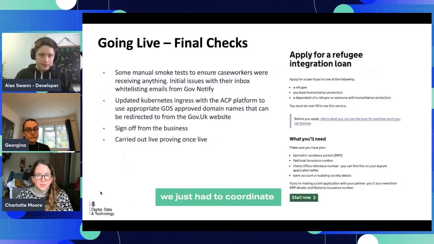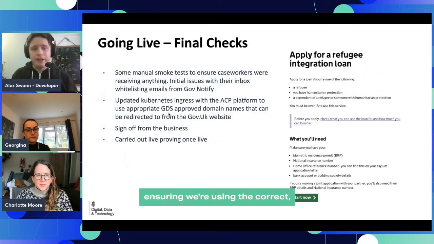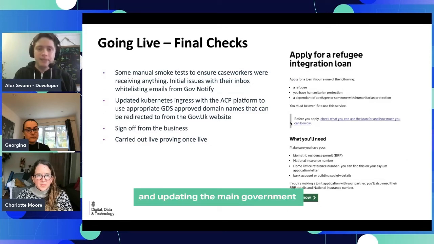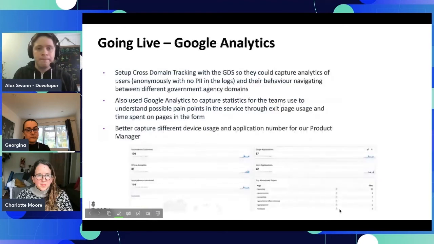And then final checks, we just had to coordinate with the Government Digital Service about ensuring we're using the appropriate domain names, which I think is service.gov.uk, and updating the main government gov.uk website to point to our service.